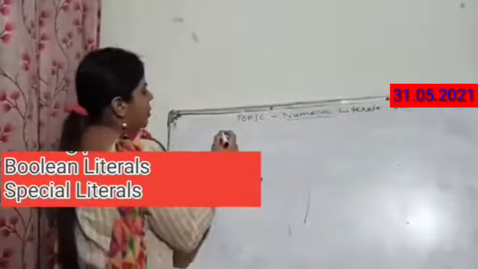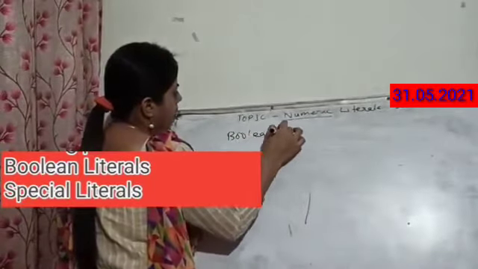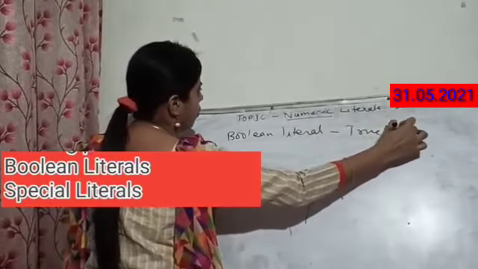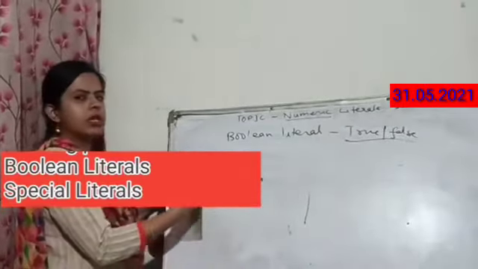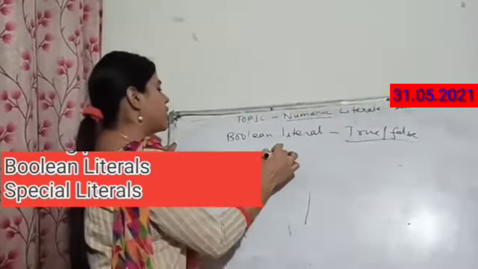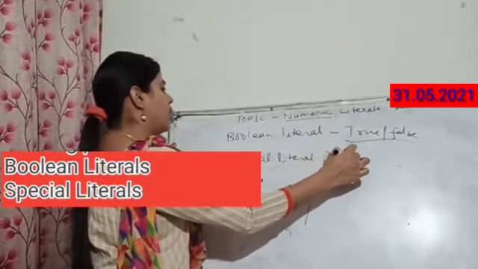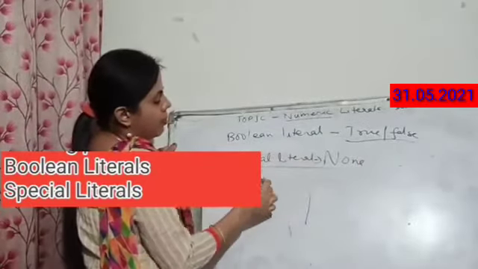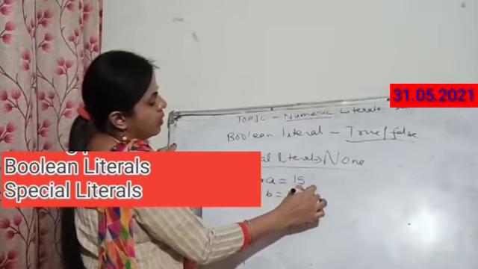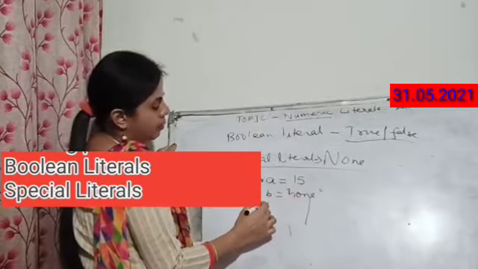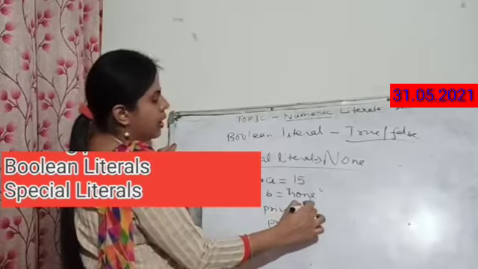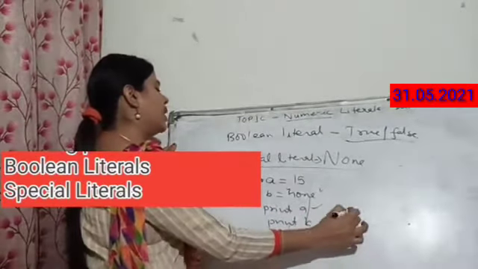Now one more literal type is the Boolean literal, which has the value true and false. We will discuss this in depth when we start Python programming. And there is one more literal, which is the special literal None. Suppose you make a program like this: a is equal to 15, b is equal to None, and you write print a, print b. It will print 15, and it will print None. Nothing else will be printed.